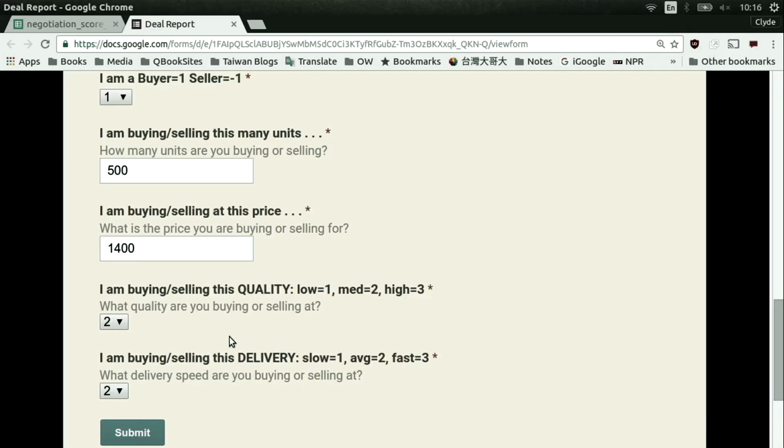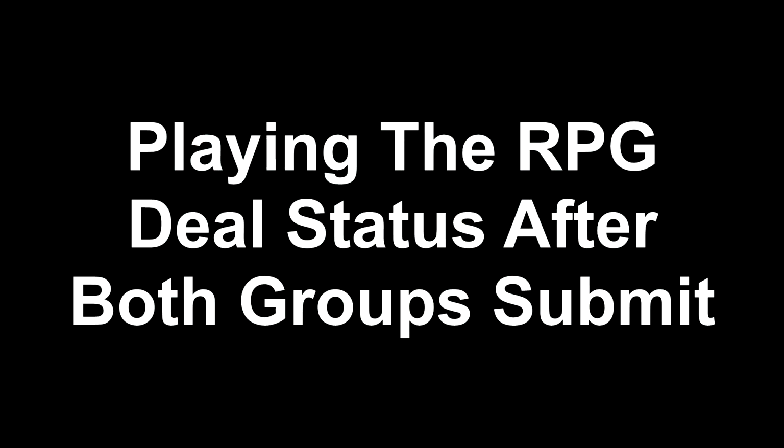And we just do this one time, each group, for one deal. So this means that every deal needs 2 of these forms. 1 from the buyer, 1 from the seller. I submit.